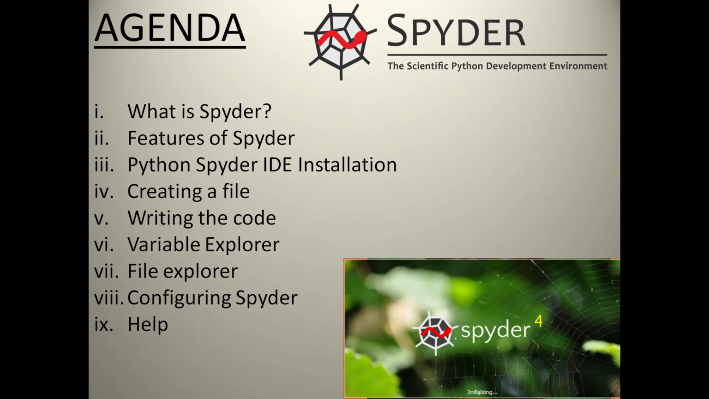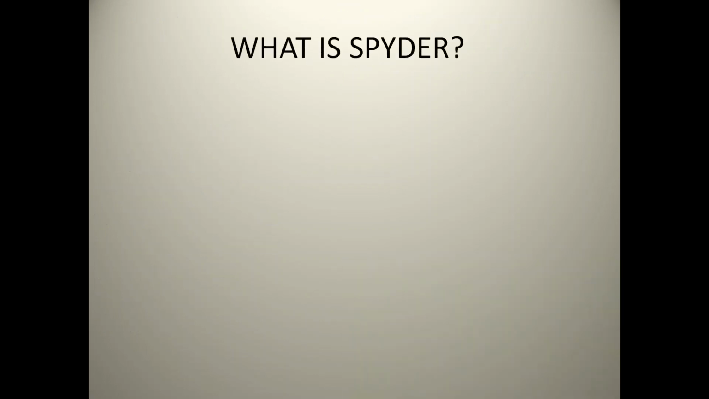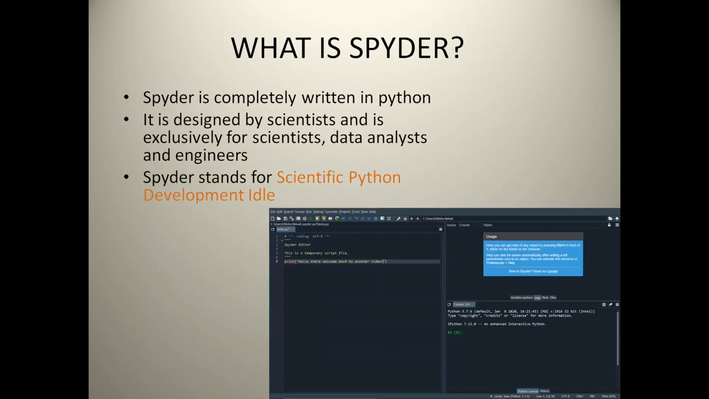Okay, so without any further delays, let's move on towards the first topic, which is what exactly is Spyder. Spyder is an open source cross-platform IDE that is written completely in Python and it's used for Python. This IDE is designed by scientists and it's exclusively for scientists, data analysts, and engineers. It is also known as the Scientific Python Development IDE and has a huge set of remarkable features which are discussed in the next topic.